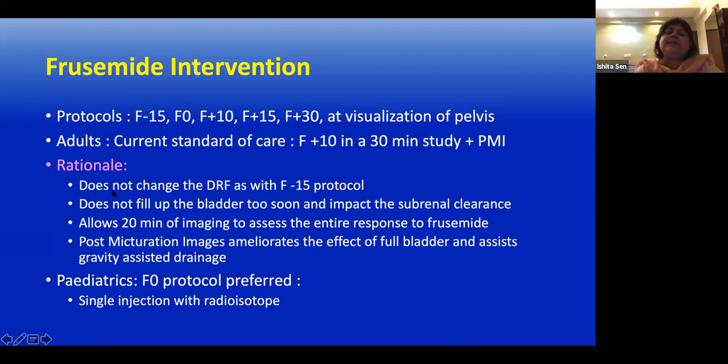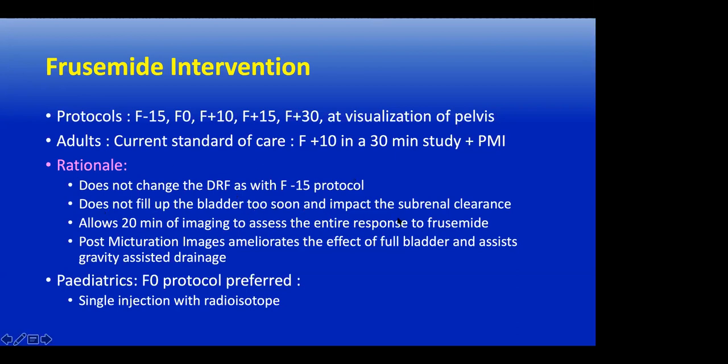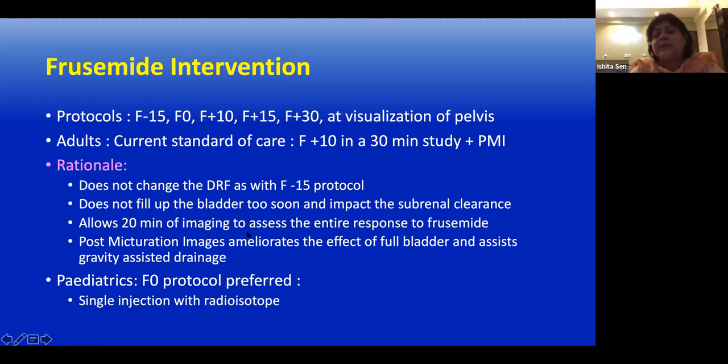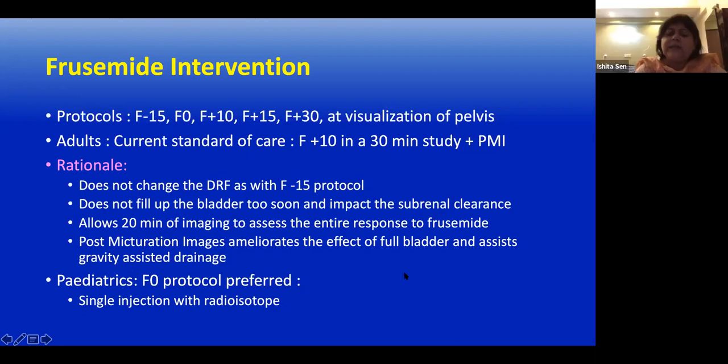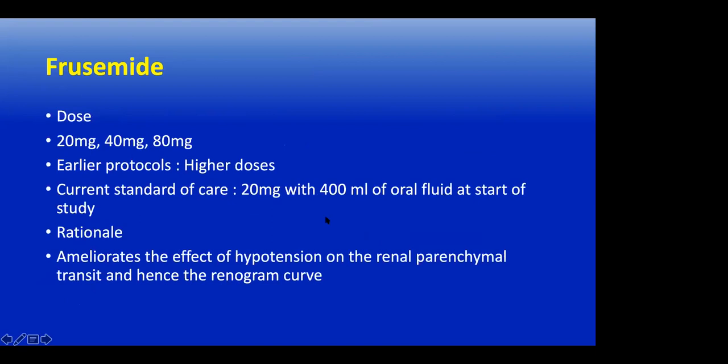The rationale of this is that it does not change the differential renal function as the F minus 15 protocol will sometimes do. It does not fill up the bladder too soon to impact the subrenal clearance, allows 20 minutes of imaging to assess the entire response of Frusemide, and post-micturition images ameliorate the effect of full bladder and assist the assessment of the gravity-assisted drainage. Now, as I said before, in the pediatric age group, sometimes we use the F0 protocol simply for operational advantage.